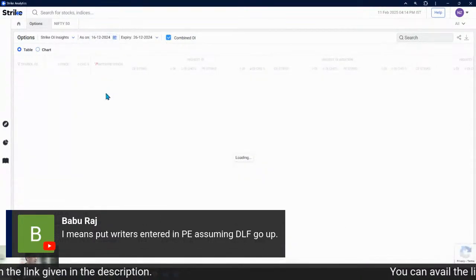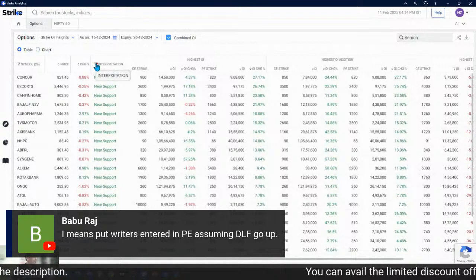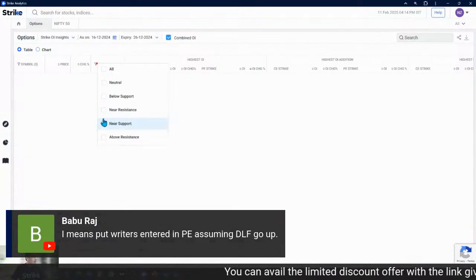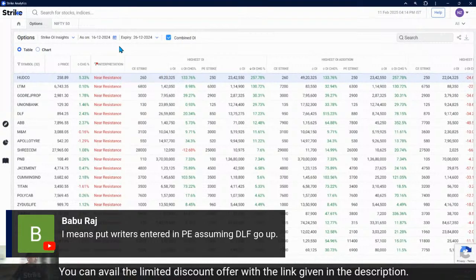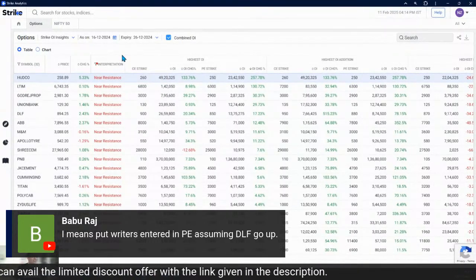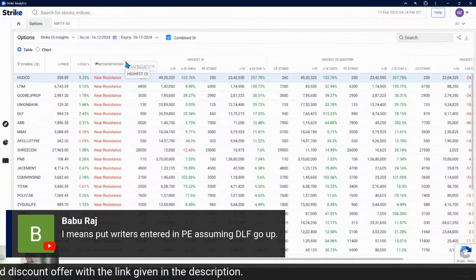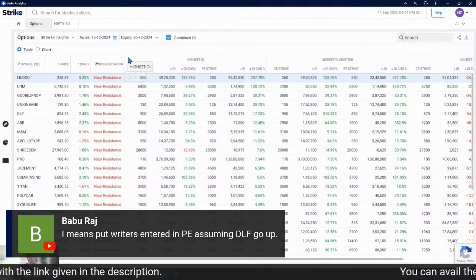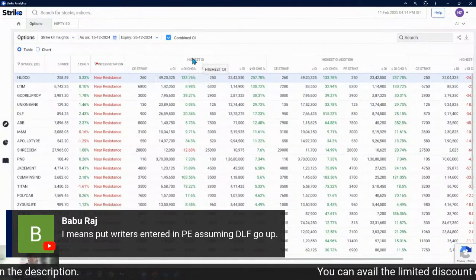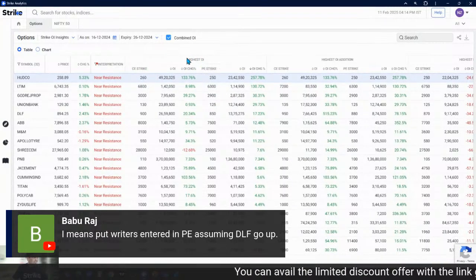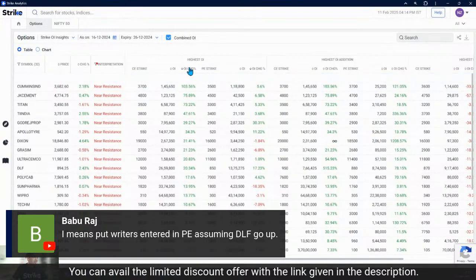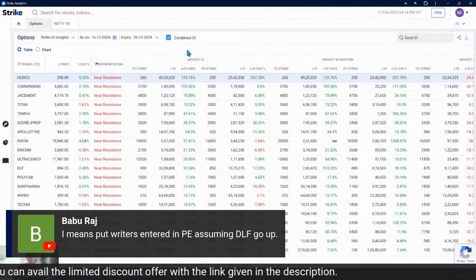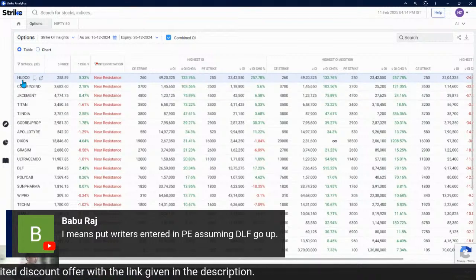And instead of near support, we will find out near resistance. Now we are talking about resistance, so we will talk about call OI additions. In whichever strike price there is the highest OI, we will sort out which stock has the highest one. So we got Hudco, the first one.